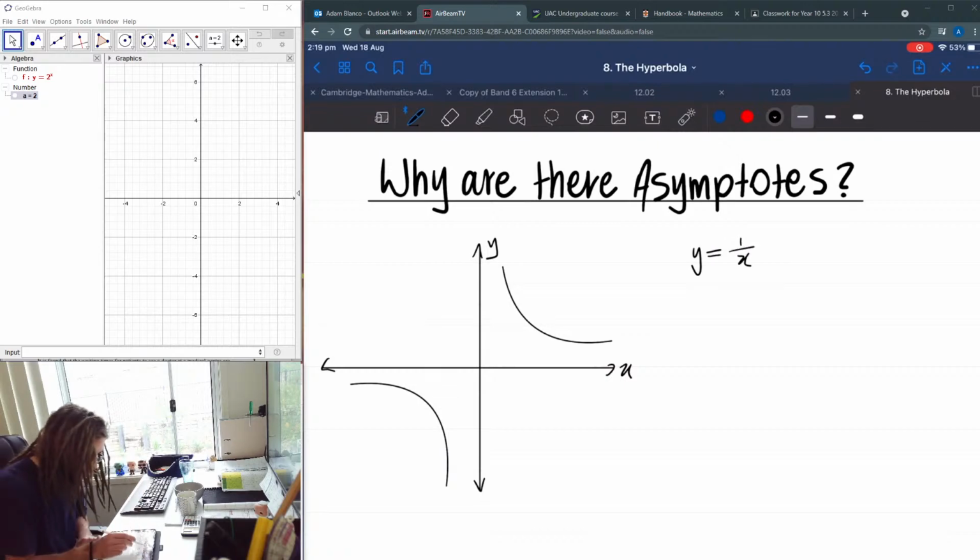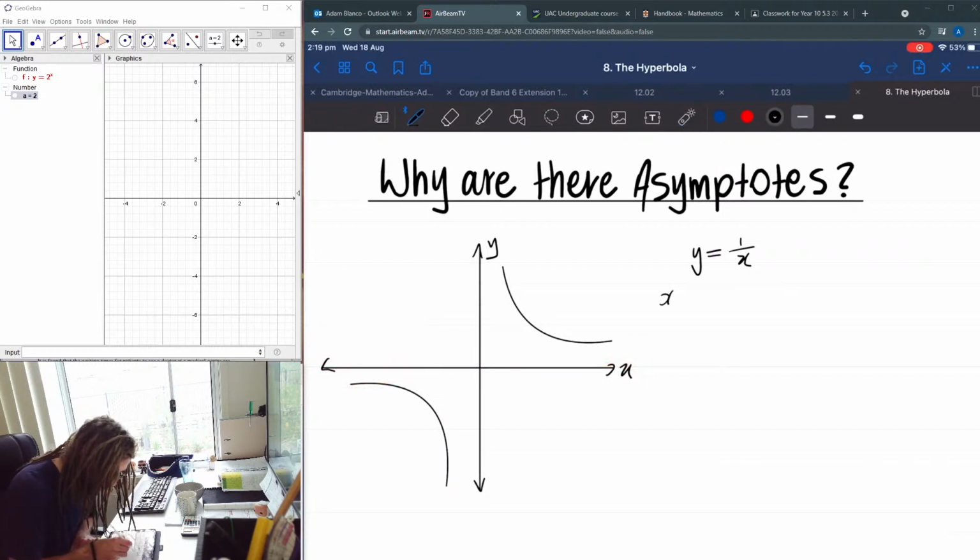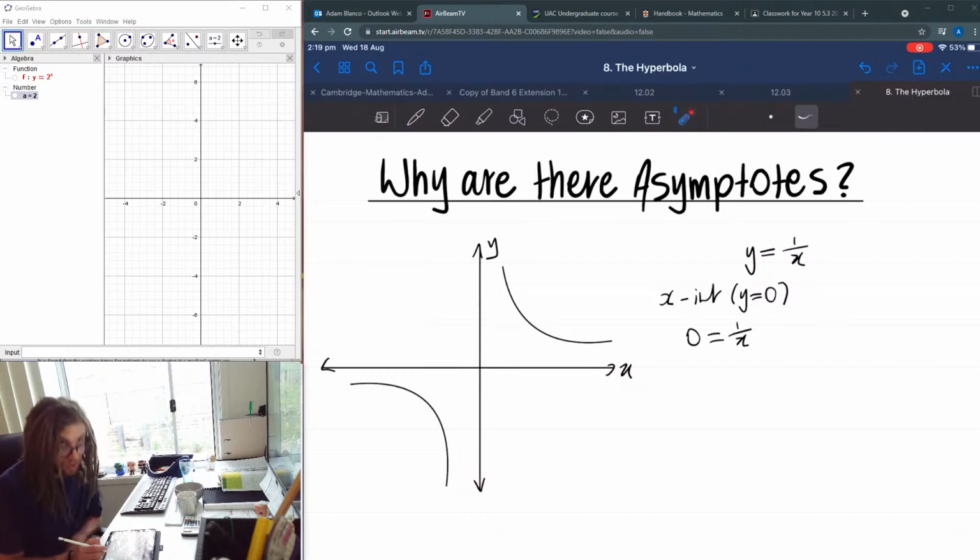So there's my graph. Why doesn't it have an x-intercept? Let's actually try and find it. My x-intercept. That means I have to make y equals 0. Now when I do that, I've got 0 equals 1 on x. Now what on earth would I have to have my x value to be for my output to equal 0?